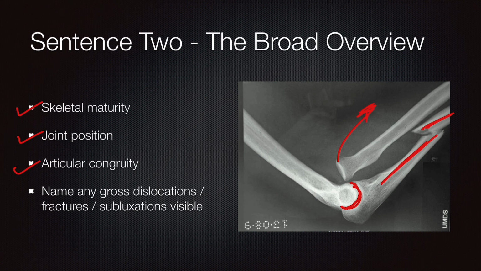So, your second line describing this X-ray will be that the X-ray shows bones of a mature skeleton with the elbow joint in 90 degrees of flexion. The humero-ulnar congruity is maintained. However, I can see a fracture of the ulnar diaphysis in the proximal one-third along with a dislocation of the head of the radius.